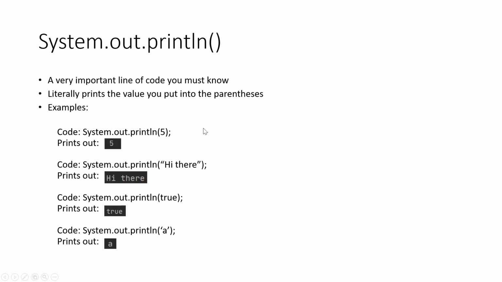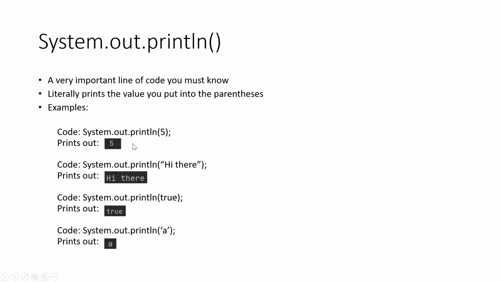System.out.println is a very important line of code, and it literally prints the value you put into the parentheses. For example, I could put in 5 in the parentheses. By the way, make sure to have semicolons. I have to stress this because your code won't function if you don't add a semicolon at the end at all times. It'll print out 5 after I execute the method.